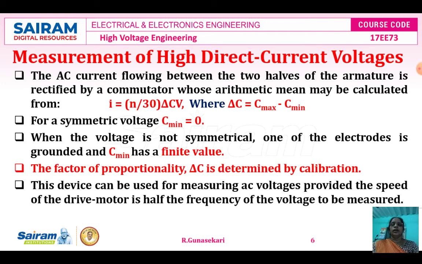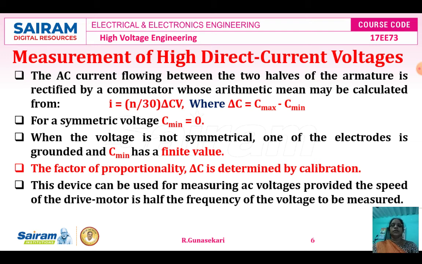Now the AC current flowing between the two halves of the rotating armature is rectified by a commutator, whose arithmetic mean may be calculated from small i is equal to n divided by 30 into delta C V. C is the capacitor, V is the applied voltage, small i is the current, and n is the speed. But delta C is equal to C maximum minus C minimum. The n delta C represents the factor of proportionality which is determined by calibration.